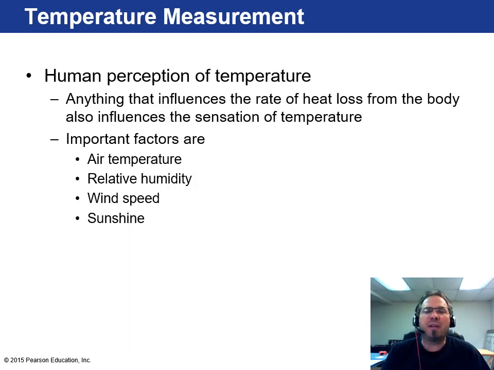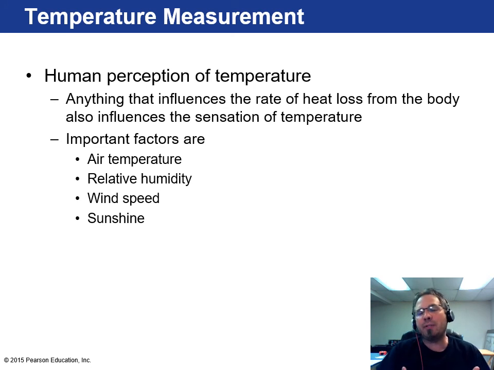Human perception of temperature is anything that influences the rate of heat loss from the body or influences the sensation of temperature. It could be air temperature, like right now, if it's summer or winter, the air temperature is going to play a role. Relative humidity, do I feel really dry or am I sweating as soon as I walk outside? The wind, and of course in the winter we have what are called wind chills. So that's the air temperature plus the wind added on top of it to make it feel even colder on your skin. And that's why wind chill is so dangerous.